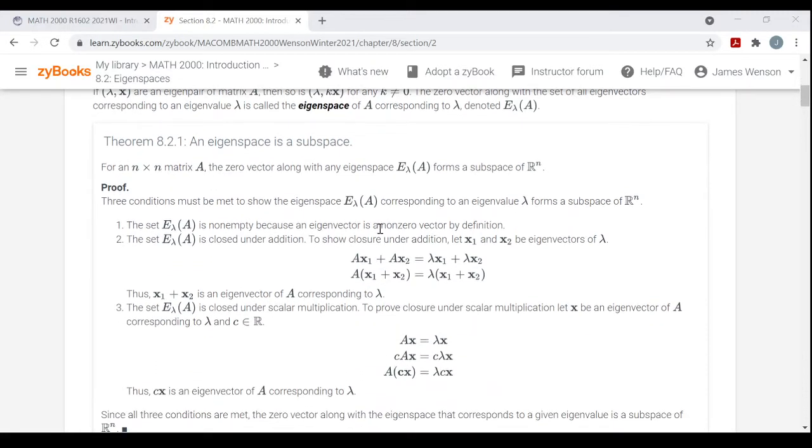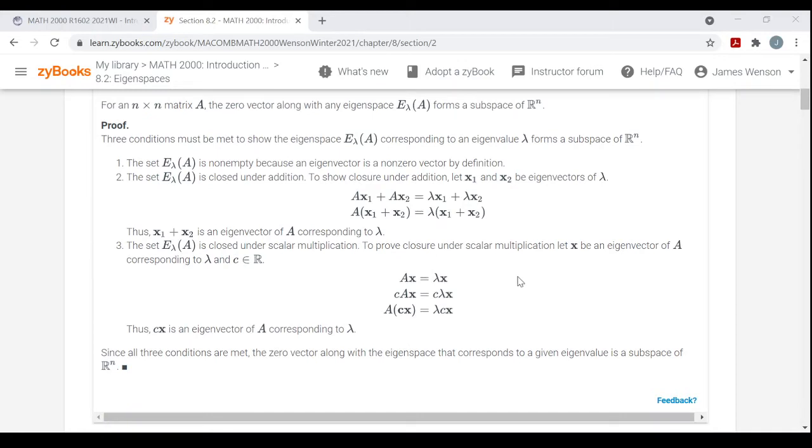And they go over here showing you that this set of vectors, if you have the zero vector along with the set of any eigenvectors making up this eigenspace, it's actually a subspace of Rn. All right, it's non-empty because the zero vector will be in there, and it'll be closed under vector addition. It'll be closed under scalar multiplication. All right, so you can read this. It's a pretty short proof.